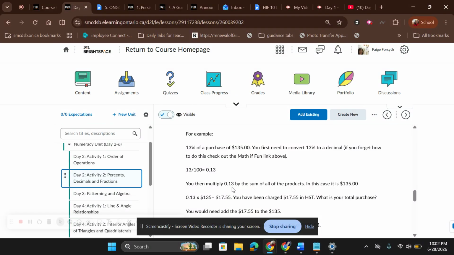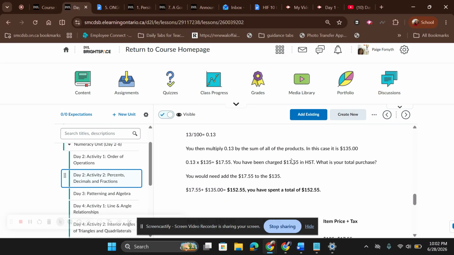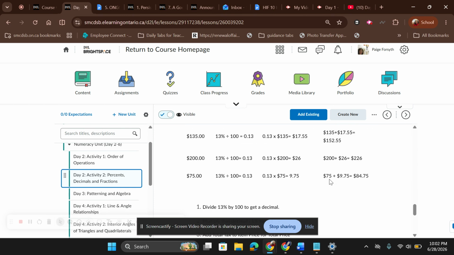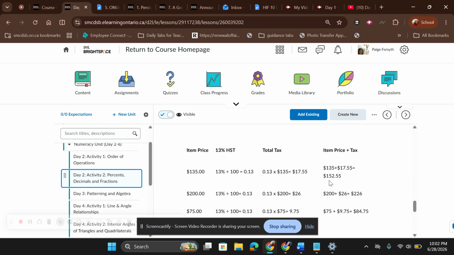So then we're going to multiply the 0.13 by the 135. Okay, so then we get 17.55. So that's what we would pay in tax. So we have to add the 135 and the 17.55 to get the total price of how much you're going to spend. Okay. Here's a chart of some other figures.